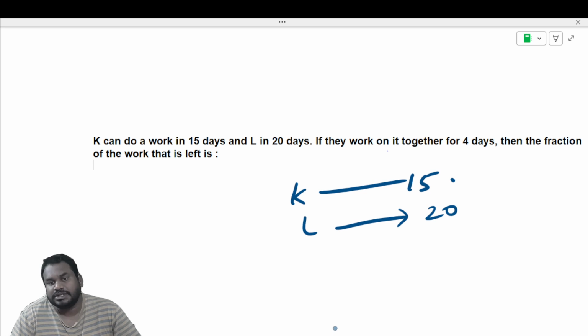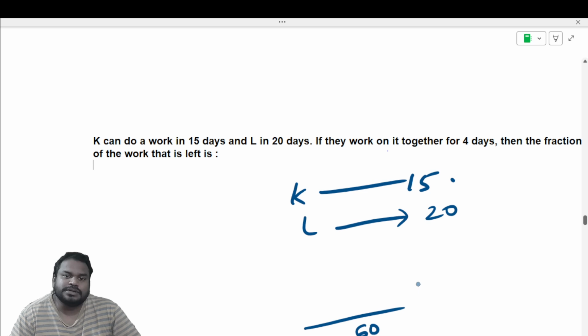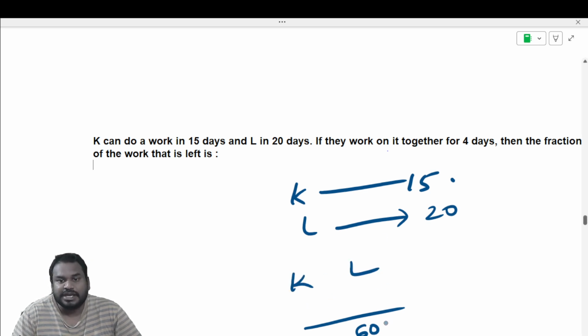See, then you take the LCM. LCM of 15 and 20 is 60, because if you take 60, that will be divisible by 20, 3 times, and 15, 4 times. So now K and L I will write here. For K, 60 divided by 15 is 4 and 60 divided by 20 is 3. So these are the efficiencies we got, K and L.